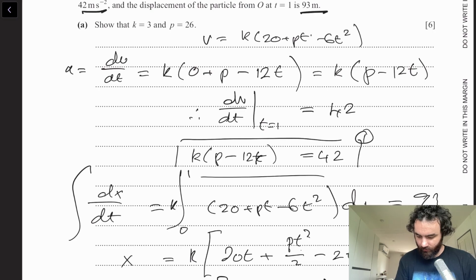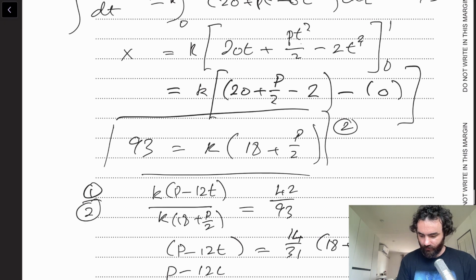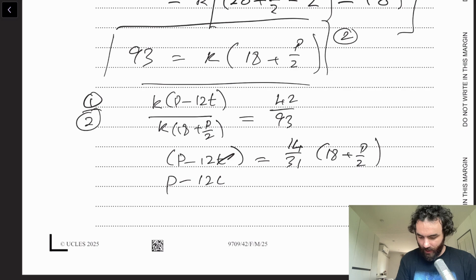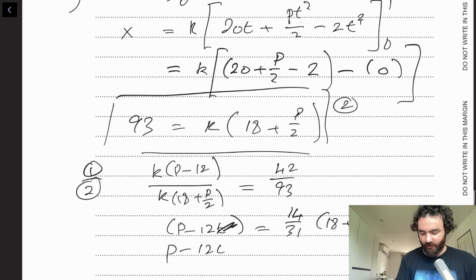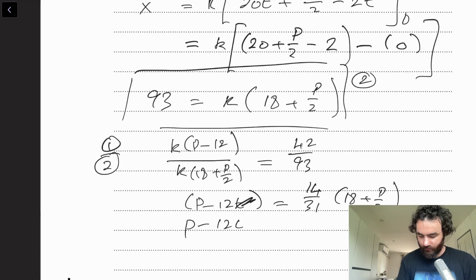There's no t here. Sorry, I substituted in 1 here. There's no t there, I just noticed that. My bad. Of course, there's no t because I substituted in 1 for t. I just forgot to get rid of the t.